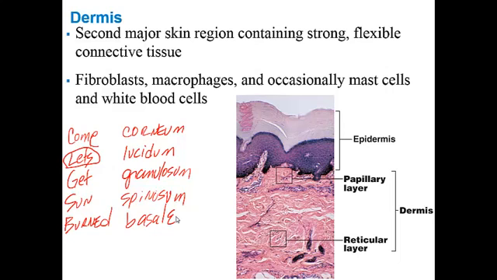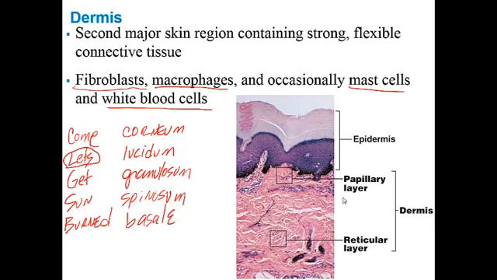Now the dermis is the second major region of the skin. It's very strong, flexible, connective tissue. It has all of the major cells that we would expect in connective tissue. Fibroblasts, the macrophages, mast cells, white blood cells. There is a blood supply that's in the dermis. It's a rich supply of blood vessels as well as lymphatic vessels, as well as nerve fibers. And it can be divided into these 2 different layers, the papillary region and the reticular region.